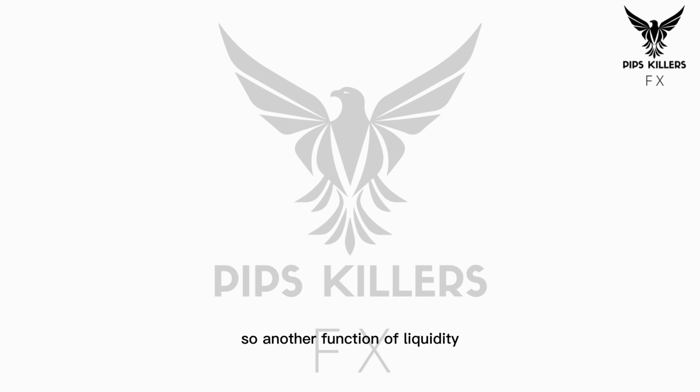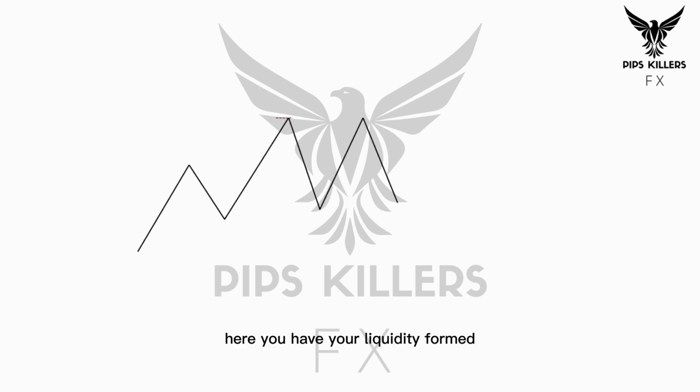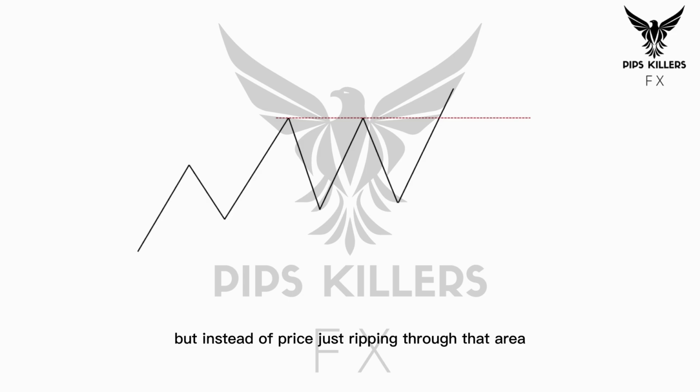So another function of liquidity, aside from attracting price, is that it can be purged. A stop hunt can occur. Let me show you. Here you have your liquidity form, and we know that this area will attract price. But instead of price just ripping through that area and continuing, price comes back into the range, forming a stop hunt. What is a stop hunt? It is taking everybody's stop losses and going the opposite direction.